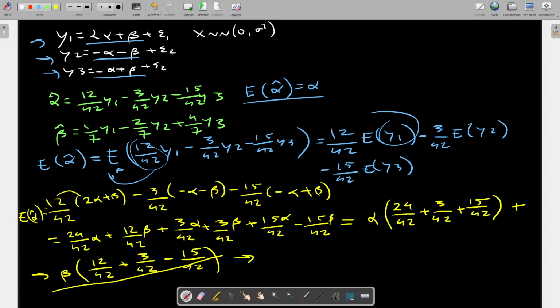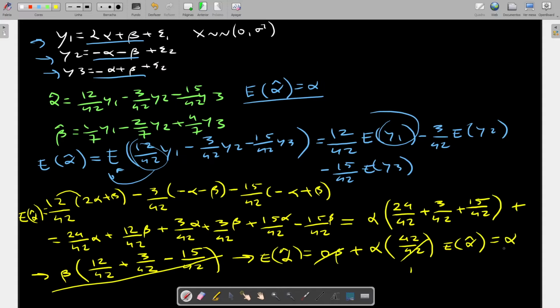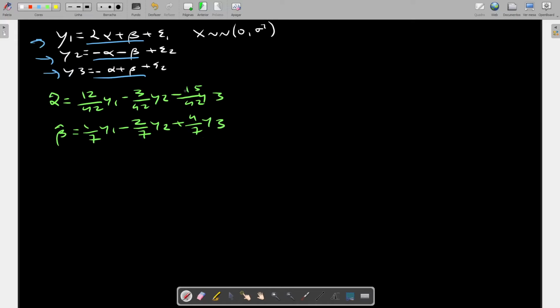So for the final expression, we have that the estimator is equal to 0 beta, which is okay, plus alpha, and the value that you have inside is 42 divided by 42, which is the same thing as 1. So we have here that this alpha estimator is in fact unbiased, because all the math that we did before equals this value.